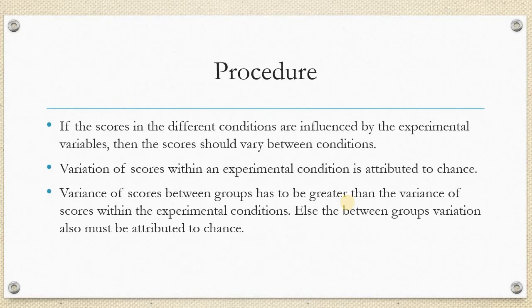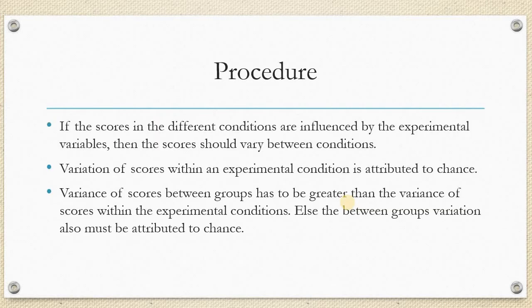To put this in summation: if the scores in the different conditions are influenced by the experimental variable, then they vary between conditions. Your experimental variables are different, so obviously they will vary between the conditions. And if there is a variation within an experimental condition, then that will be attributed to chance. So the variance of scores between groups has to be greater than the variance of the scores within the experimental condition, else you cannot reject your null hypothesis.